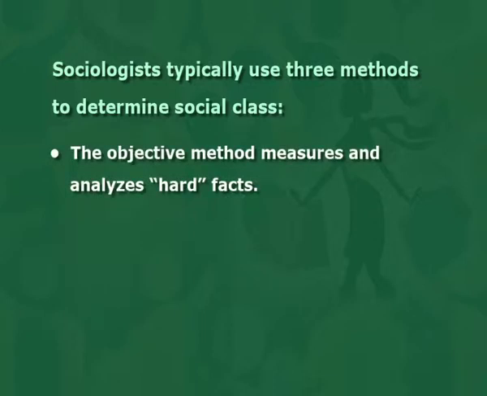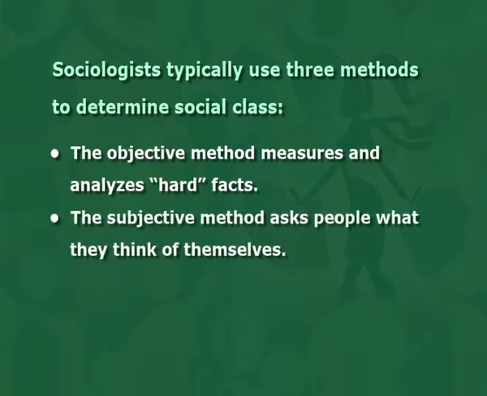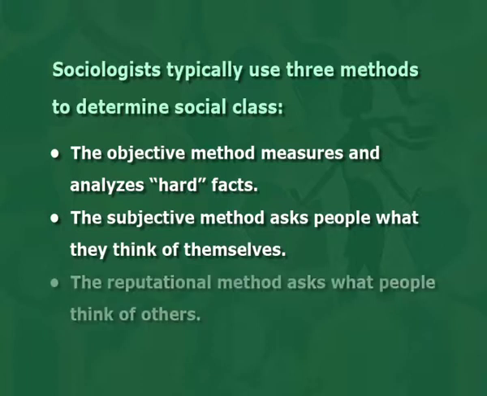Firstly, the objective method measures and analyzes hard facts. Secondly, the subjective method asks people what they think of themselves. Thirdly, the reputational method asks what people think of others. The middle class is a class of people in the middle of a social hierarchy. According to Weber, in socio-economic terms, the middle class is the broad group of people in contemporary society who fall socio-economically between the working class and the upper class.